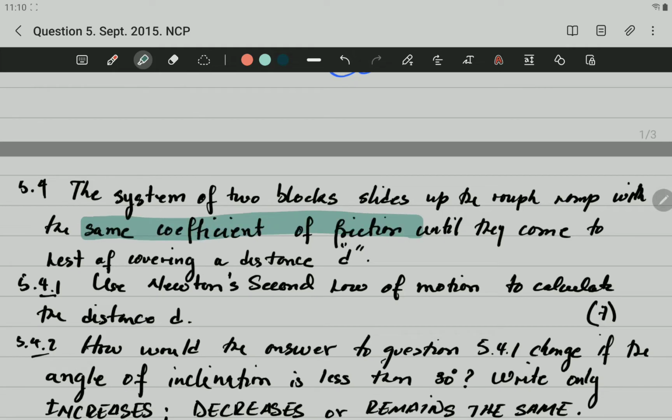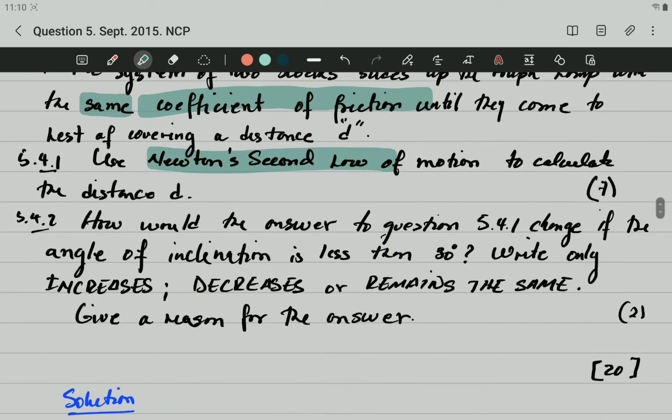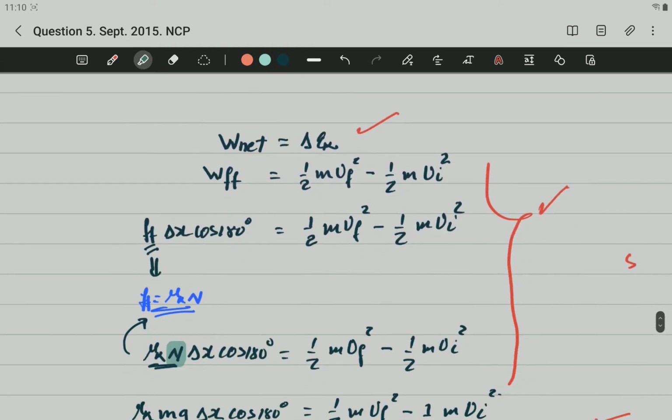Same coefficient of friction. There we go. But why? Here we are. Sorry about that. The same coefficient of friction. Use Newton's law. Now you do have to use Newton's law. You cannot use anything else. You cannot use energy now of motion to calculate the distance d. So now what we have here, 5.4.